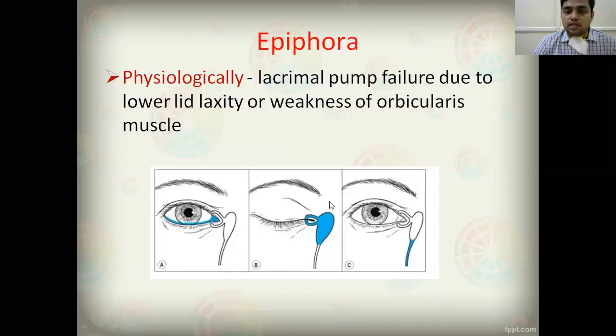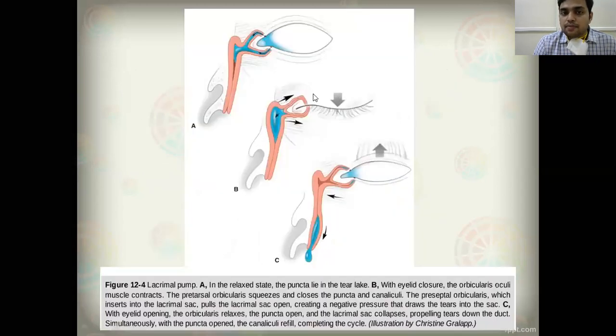So coming to the physiological epiphora, it is due to failure of the lacrimal pump due to lower lid laxity or weakness of the orbicularis muscle. For the normal functioning of the lacrimal pump, the patient should have a strong orbicularis muscle action. How? Because of the contraction of the orbicularis muscle.